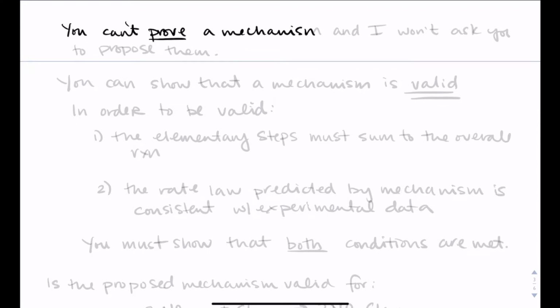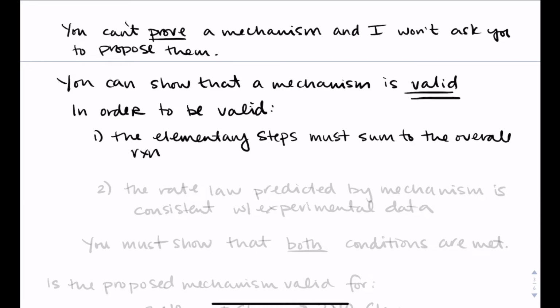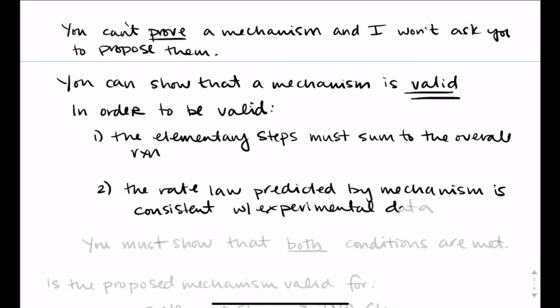Okay, so you can't prove a mechanism, and I will not ask you to propose a mechanism. However, given a mechanism, you can show that the mechanism is valid. Now, there are some other ways I could ask you this question. We'll bring that up, but in general, the skill that you will need to demonstrate is showing that a mechanism is valid. And the way that you show something is valid is one, check that the elementary steps add up to the overall reaction. And then two, that the rate law predicted by the mechanism is consistent with the experimental data. You must show that both conditions are met.